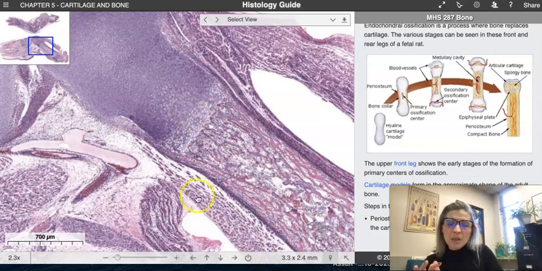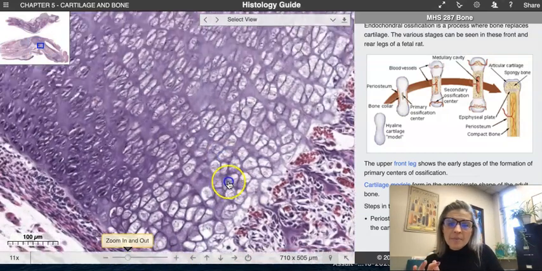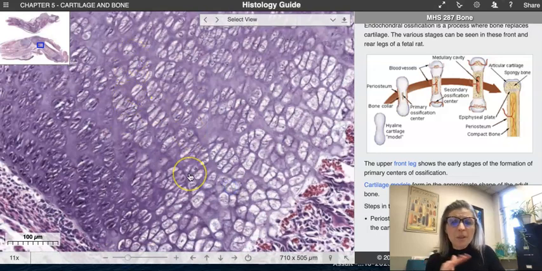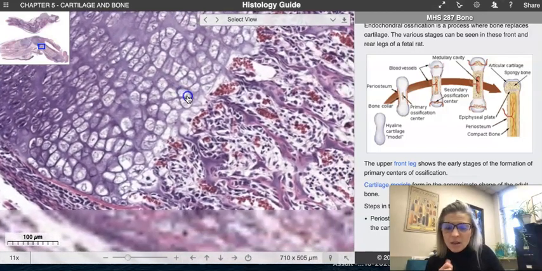So you might not be able to see a lot of this matrix. It might just have a really faint pink appearance to it, which can be difficult for students to see. But what you can see is the glowing outline of these lacunae, and that also does help you to identify the different zones within your epiphyseal growth plate area. All right, so I'm going to pause it at this area.